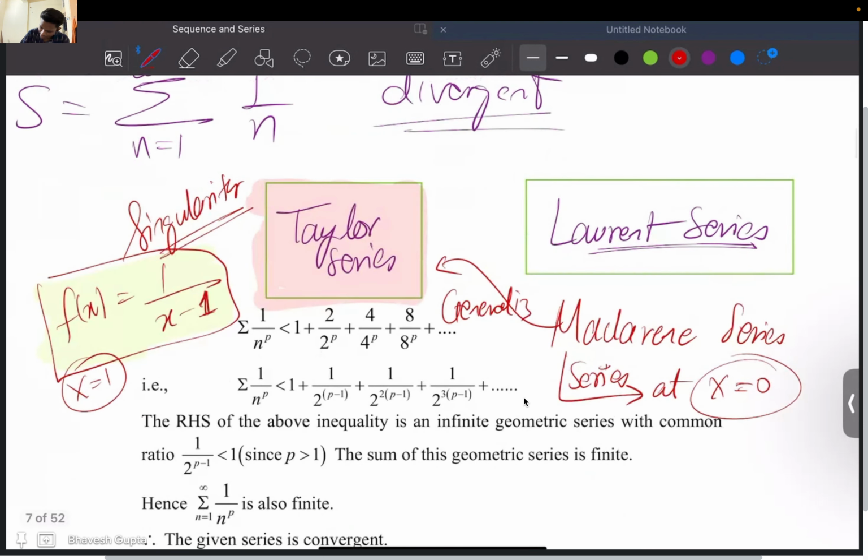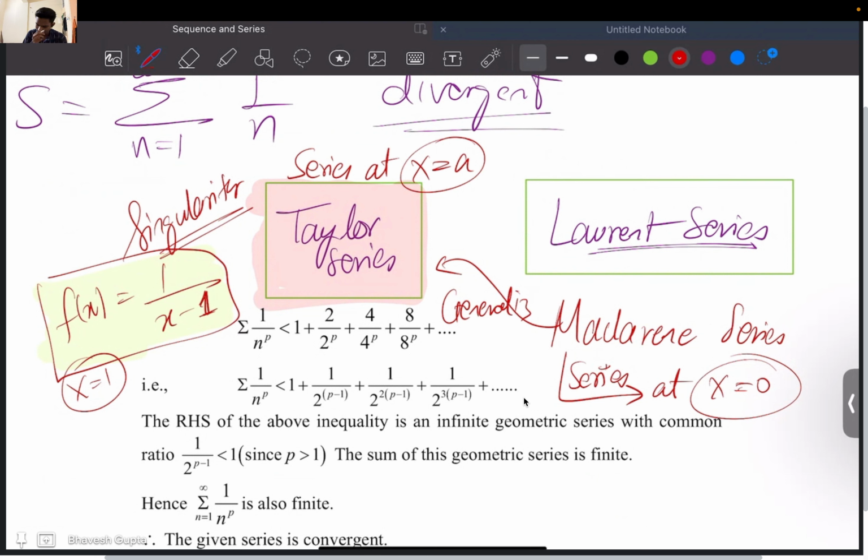Basically, in the case of Taylor series, you write the series at x equal to some arbitrary point, let's say x equal to a. If you take x equal to 0, then your Taylor series becomes a Maclaurin series. So Maclaurin series is a special case of Taylor series, and it turns out that Taylor series is also a special case of something called a Laurent series. Laurent series is a bigger class of series.